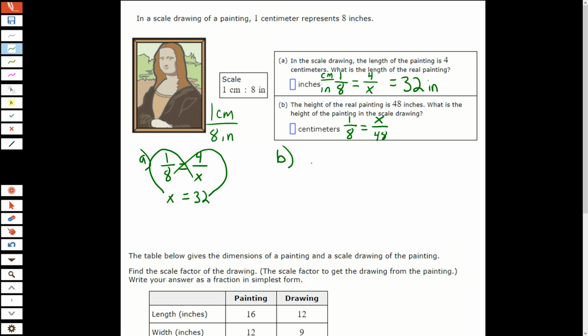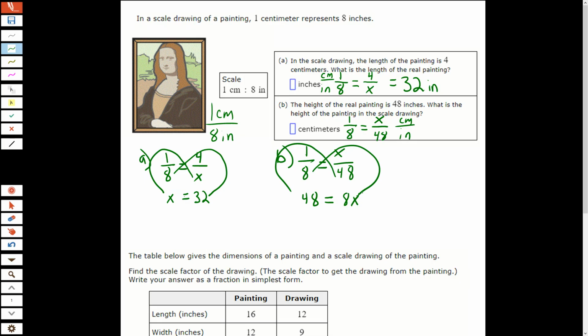So let's set up. Do you guys see how I got that? I'm still doing centimeters over inches, and I'm just lining it up. So let's love our math, because we all know we do. So now let's cross product. We get 8 times x is 8x equals 1 times 48 is 48. Okay, so this makes it a one-step equation, so we need to actually solve for x. Say it out loud if you need to.